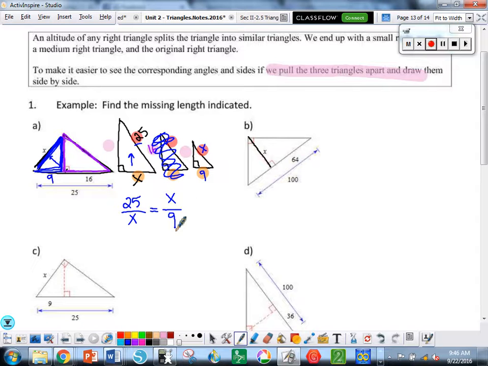It's really hard to see what goes together when it's all inside of one triangle. But when you separate them, these are both the hypotenuse. I'm going to put them together. These are both the small sides. I'll be putting them together. Now when I cross multiply, x times x, what do you get there? Is it 2x or is it x squared? X squared. X times x is x squared equals, multiply.